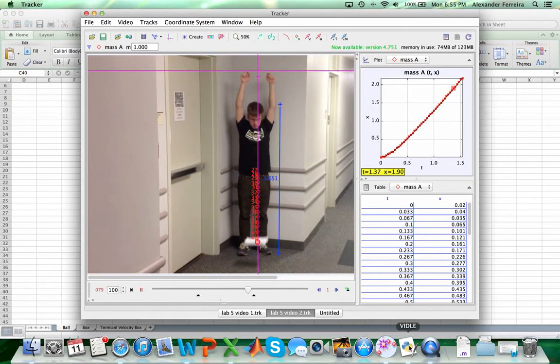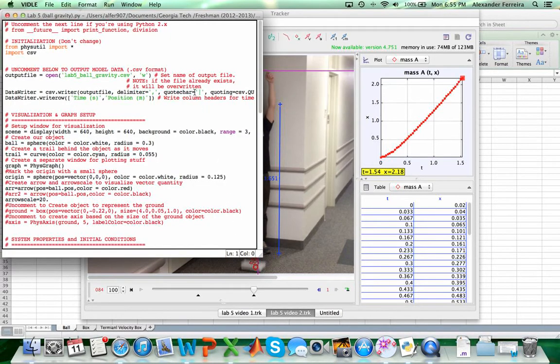I actually modeled one of these. I actually modeled all of these situations. I don't have time to go into all of them. I modeled the box with gravity and drag, the box with gravity, the ball with gravity, and the ball with gravity and drag. So I'm going to show you the first one I did.